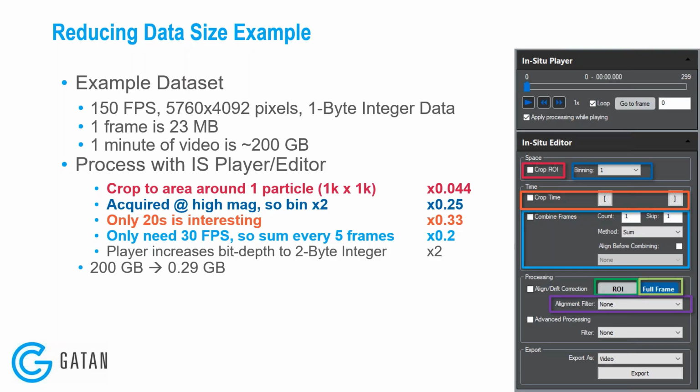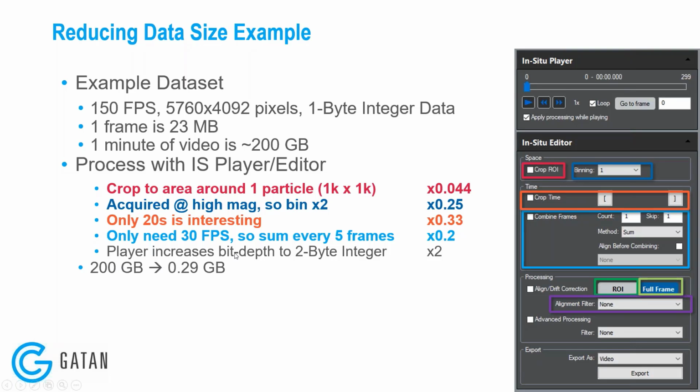Or maybe I find out that 150 frames per second is really not needed, and I'm not seeing useful information in that 150 frames per second, and so I decide to sum every 5 frames. So with all these together, the data size is decreased significantly.